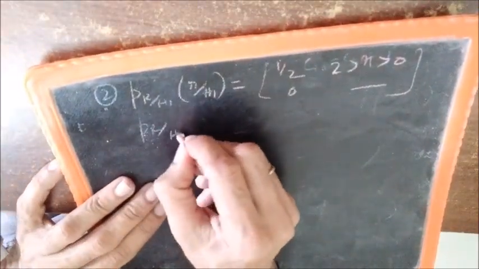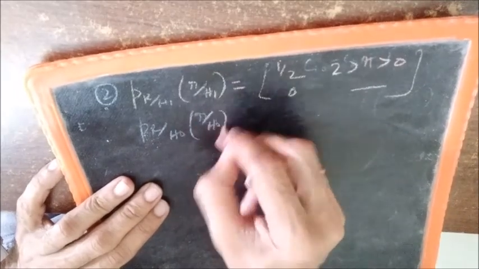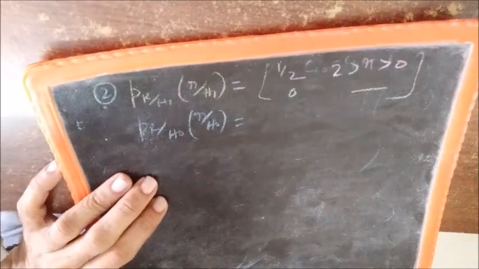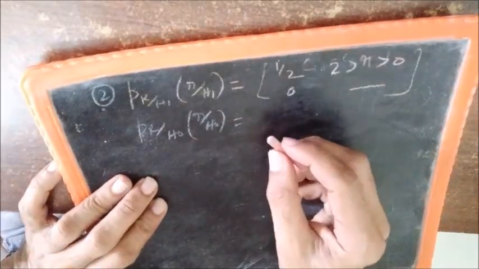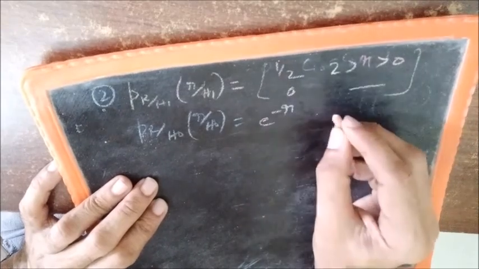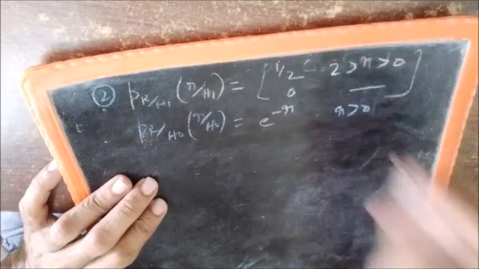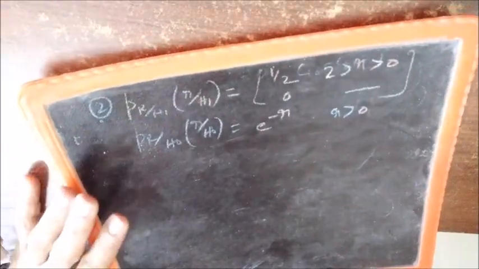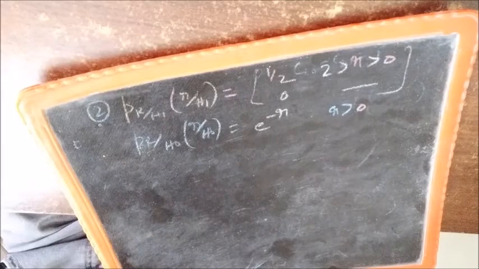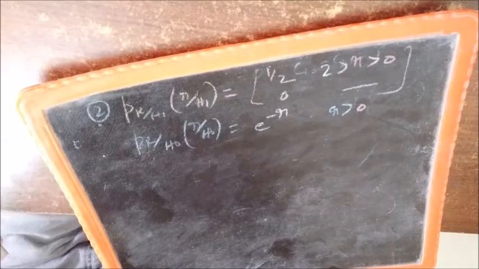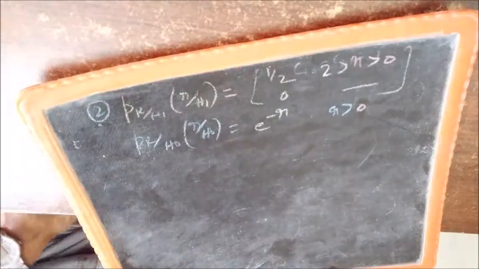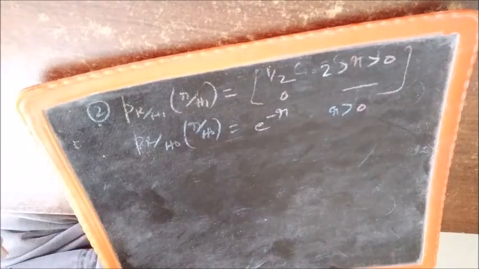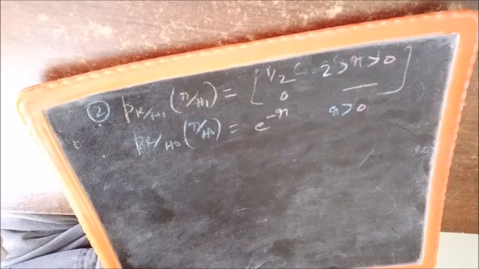And P of R given H0, that is the conditional density function of the received random variable when H0 is the true hypothesis, is given by e power minus R for R greater than 0. That's an exponential distribution. And for R less than 0, it is 0. So one thing is obvious, R is always positive. The two density functions say that R is always greater than or equal to 0.